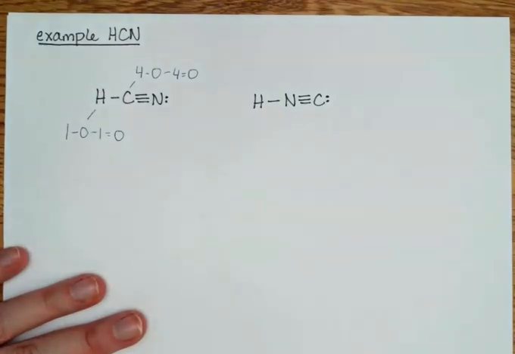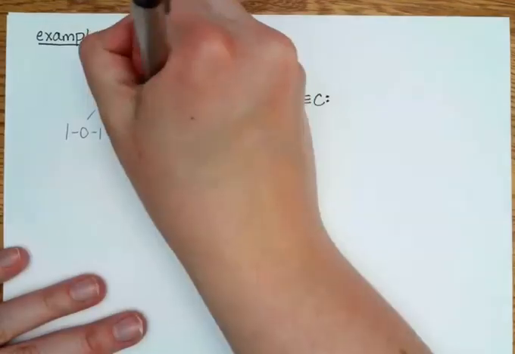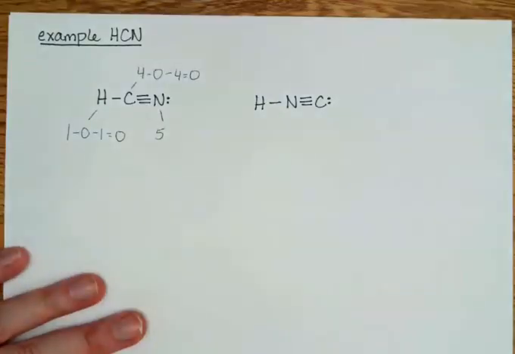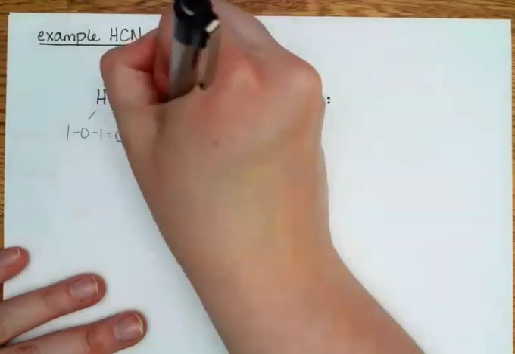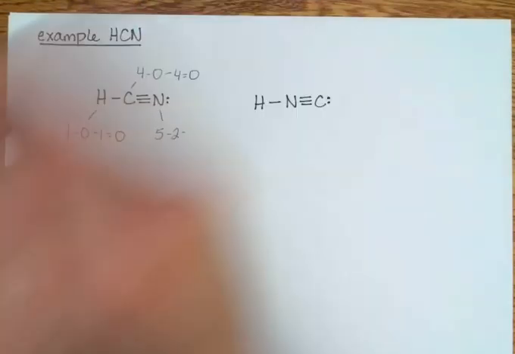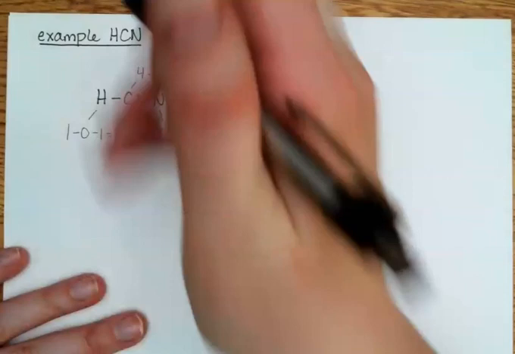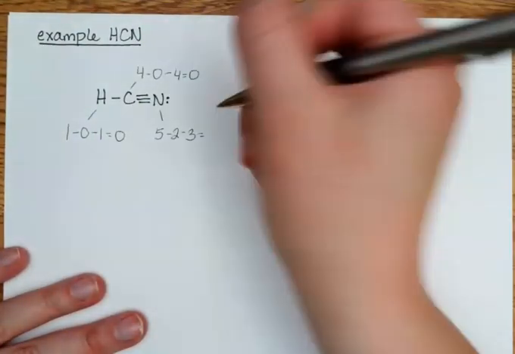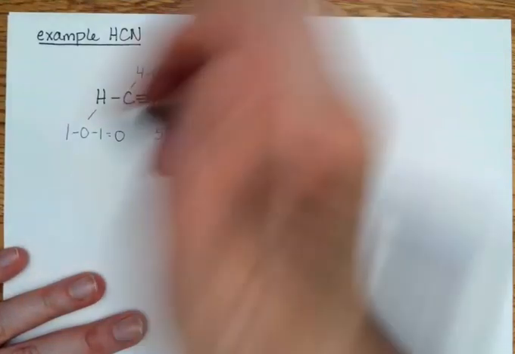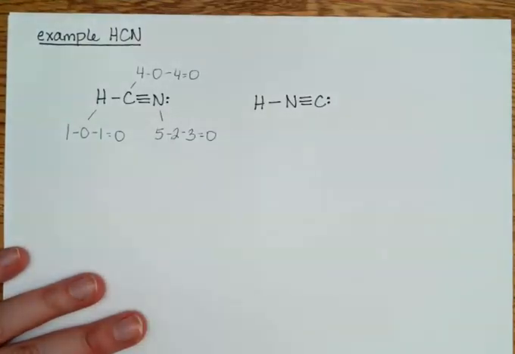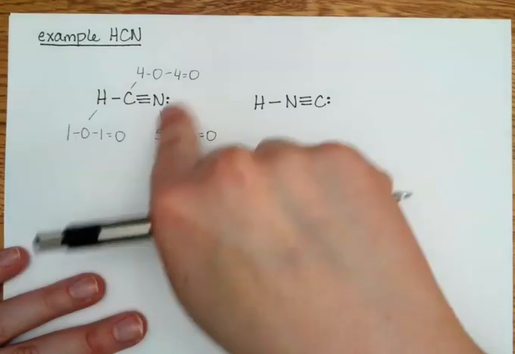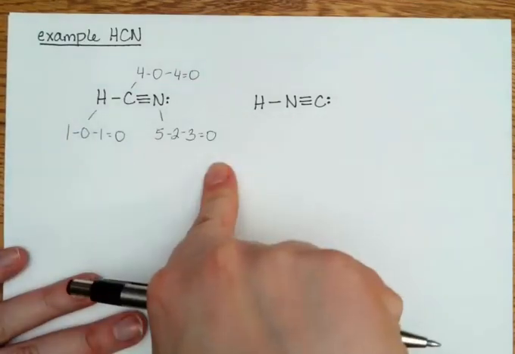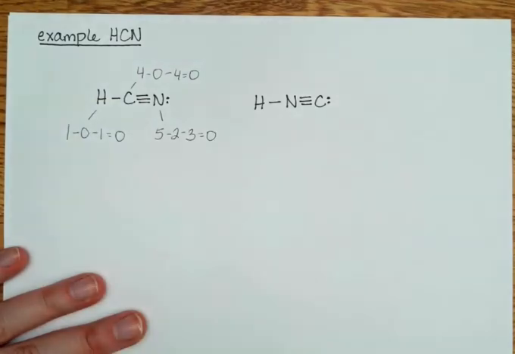And then finally, for my nitrogen, I know that nitrogen has 5 valence electrons. I'm going to subtract the number of dots, which in this case is 2. And then I'm going to subtract the number of lines, which if we count, we have 1, 2, 3 lines coming off of the nitrogen. So 5 minus 2 minus 3 gives me a formal charge of 0. So overall, I already know that this is looking like a very good Lewis dot structure because all of my formal charges are 0. Ideally, I want those to be 0 or as small as possible.